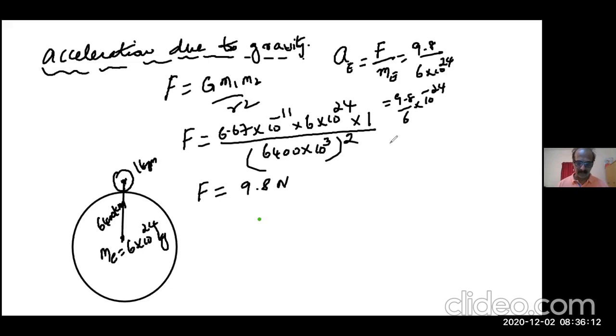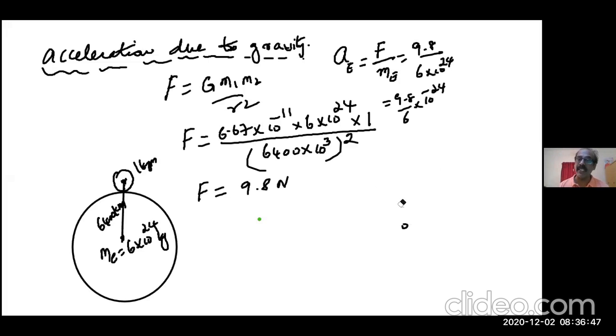Acceleration of the earth, first we are calculating. Okay. Can you tell me the value? 9.8 by 1.6. 6.125 into 10 to the power minus 24. That means 0.000000000, 23 zeros and then 6. Such a small value. So we won't see even earth is moving. Clear? That's why we are not considering acceleration of the earth.